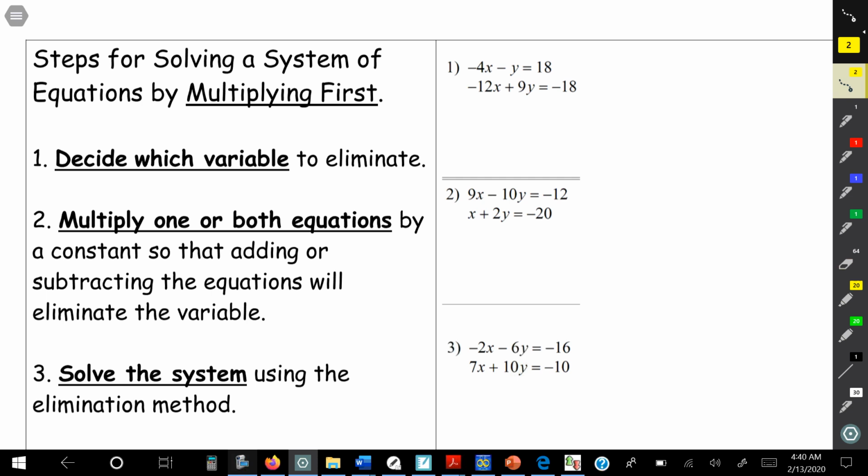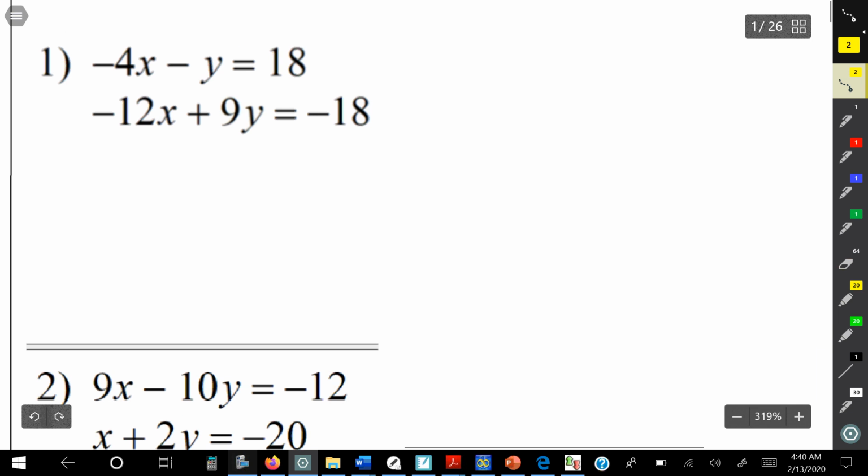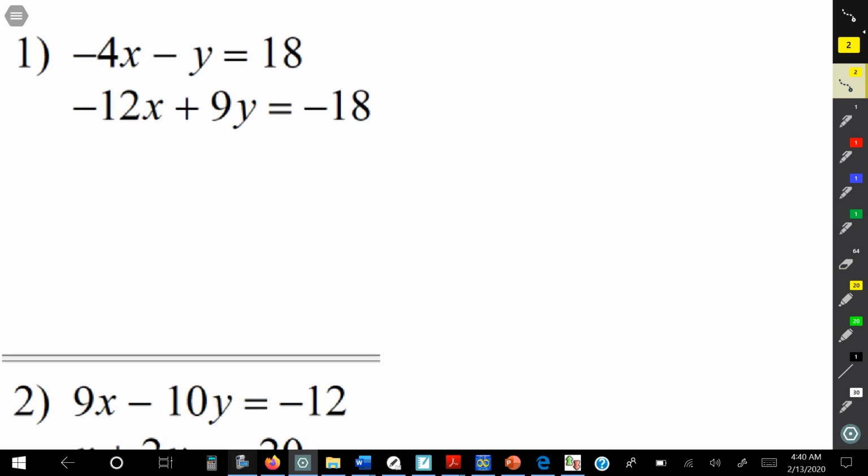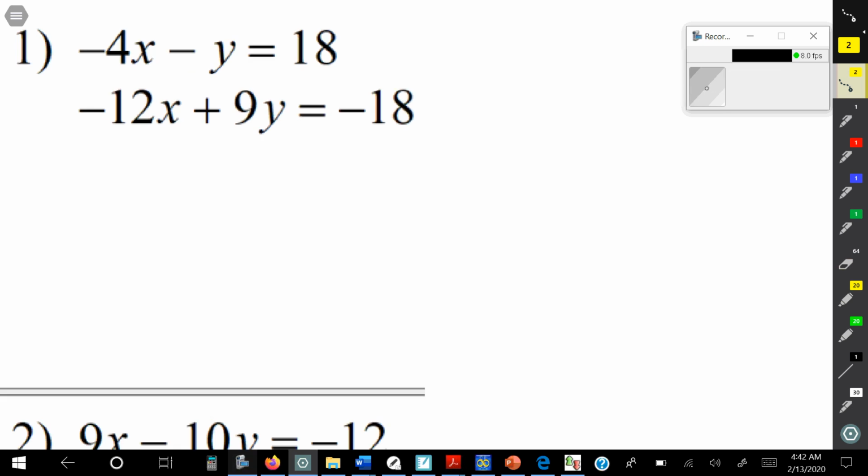All right, so let's take a look at an example. In these first two examples, we're just going to multiply one equation. We only need to multiply one equation, and we'll get it to be one that we can now eliminate. So you have to figure out how I can change either one of these equations so that I get the same coefficient on either the x or the y.